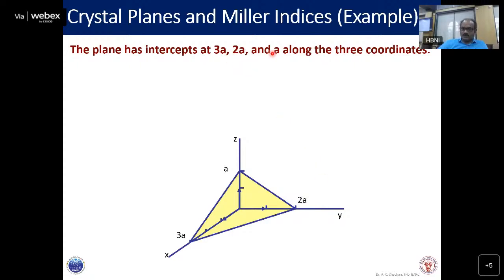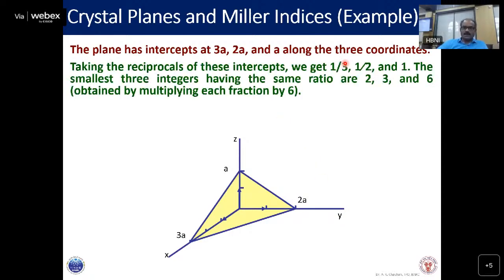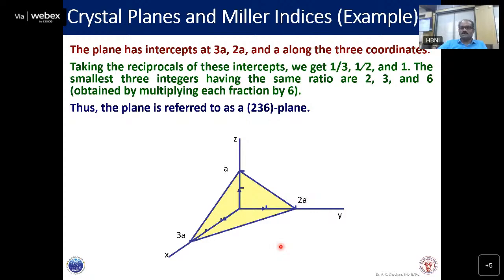So 3A, 2A and A. So now you have to take the reciprocal of it. So it will be now 1 by 3, 1 by 2 and 1. Then to make them simple integers, multiply all by 6. So now you will have 2, 3 and 6. So this plane will be referred to as the 236 plane.